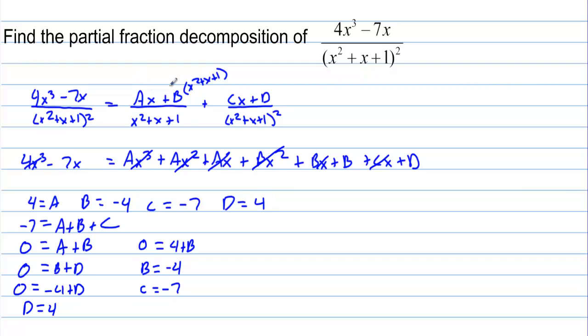And we have all of the letters, all the variables that we need. The answer we're looking for is ax plus b. A is 4, so we have 4x minus 4 over x squared plus x plus 1, and then plus the c is negative 7. Negative 7x plus 4, d is 4, all over x squared plus x plus 1 squared.